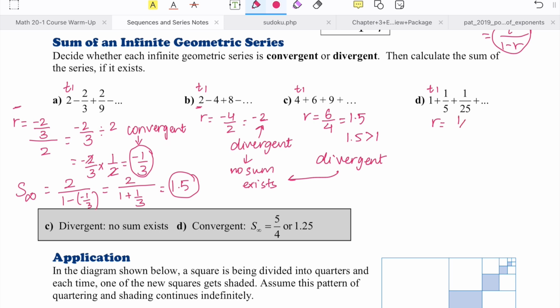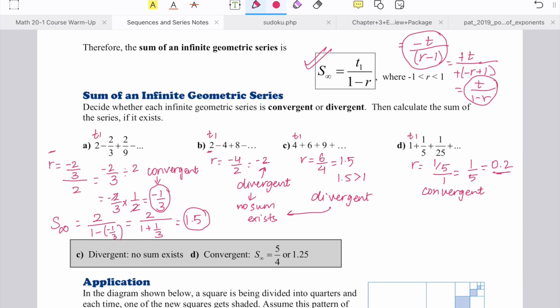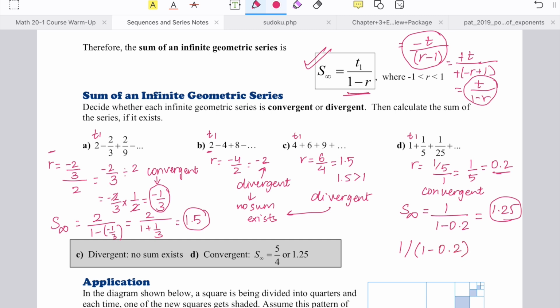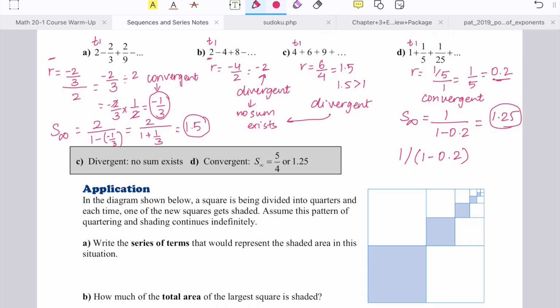For part D, T1 is 1. Ratio is going to be 1/5 over 1, which is just 1/5, and that's 0.2. Now, that means this is between -1 and 1, so it's convergent. And then we just put it in the formula. S infinity is T1, which is 1 over 1 minus 0.2. That's 1.25. So when you put it in the calculator, do 1 divided by, bracket starts, 1 minus 0.2. Okay. Questions? Okay, let's do the application question.